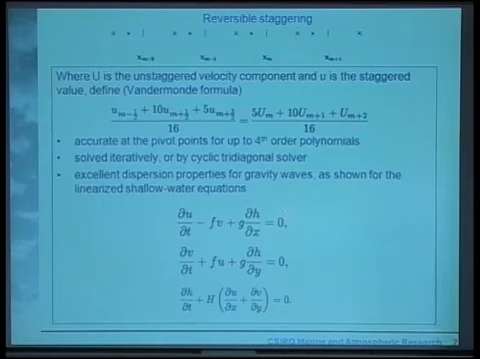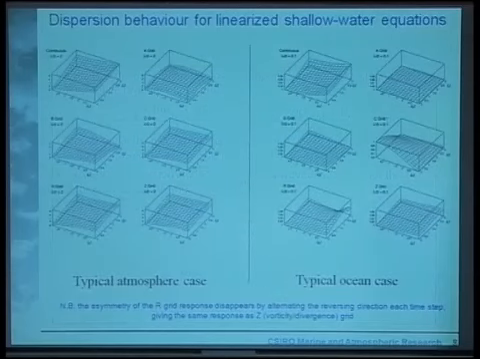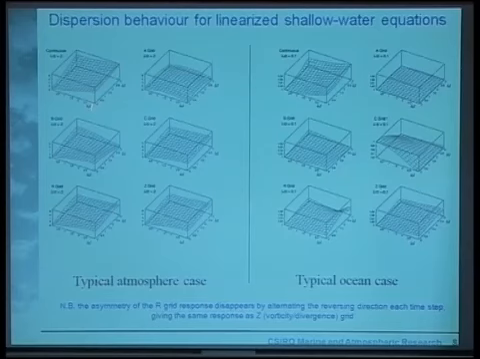So you can look at the dispersion properties on linearized shallow water equations, following a study of Dave Randall, who did something similar looking at a vorticity divergence setup and showing how it behaves. So this is the radius of deformation. This column is typical of the atmosphere. This column is typical of the ocean. The smaller radius of deformation.